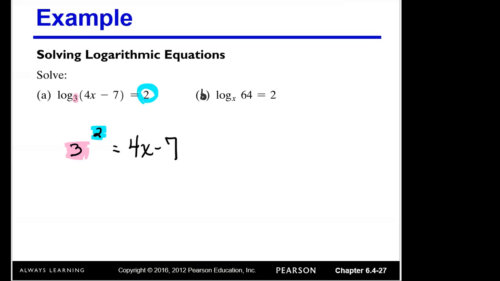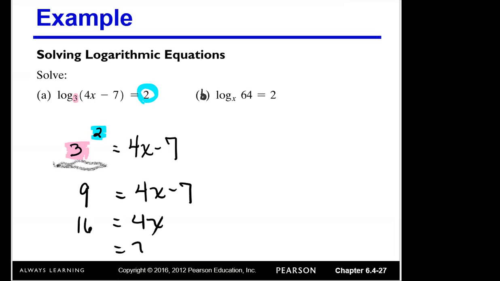And then of course, this over here, 3 squared, that would be 9. Then I'd add over the 7, 9 and 7, 16. And I would divide off the 4, 16 divided by 4 is 4. And that'd be my answer. So same thing on the other one.